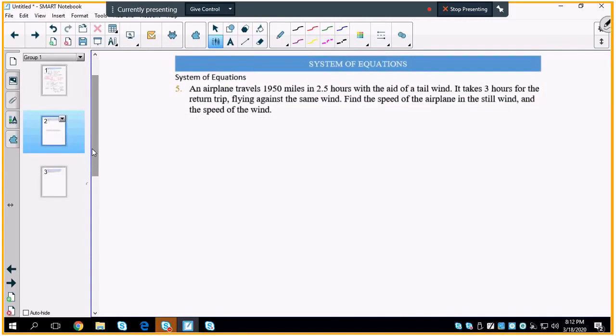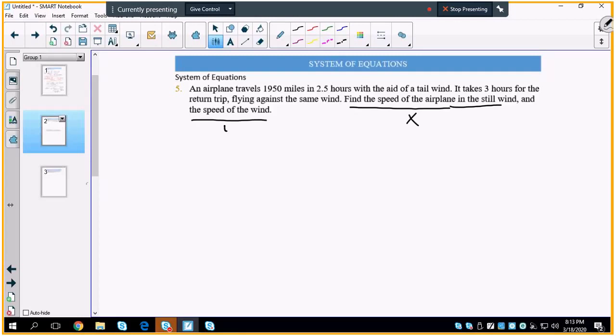Now we're going to solve system of equations related word problems. The first one is talking about an airplane that travels 950 miles in 2.5 hours with the aid of a tailwind. It takes 3 hours for the return trip flying against the same wind. Find the speed of the airplane. That's one answer you want to find out. Let's call it x in still wind. And find the speed of the wind.